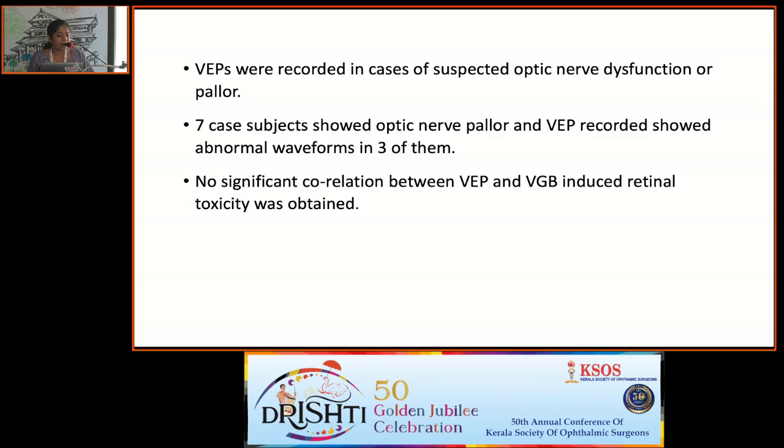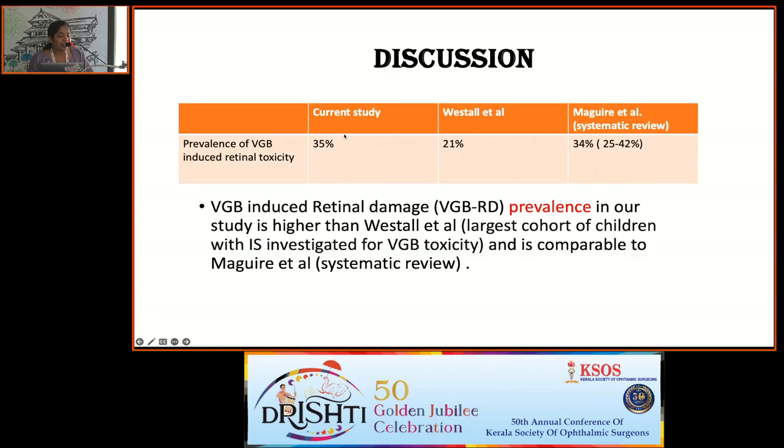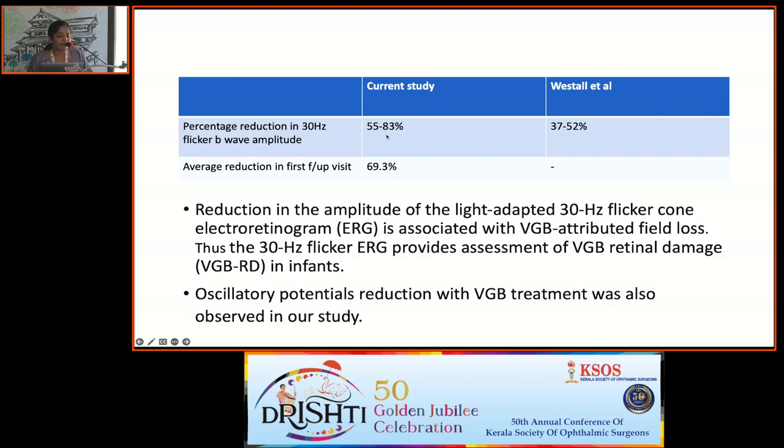So coming to the discussion, the prevalence of vigabatrin-induced retinal toxicity from our study was 35%, which is slightly higher than Westerl et al., a study that was the largest cohort of children with infantile spasm investigated for vigabatrin toxicity, but it is comparable to Maguire et al., which is a systematic review. In our study, the percentage reduction in B wave amplitude ranged from 55% to 83%, which was in the range of 37% to 52% in Westerl et al., and the average reduction was approximately 69% in our study.